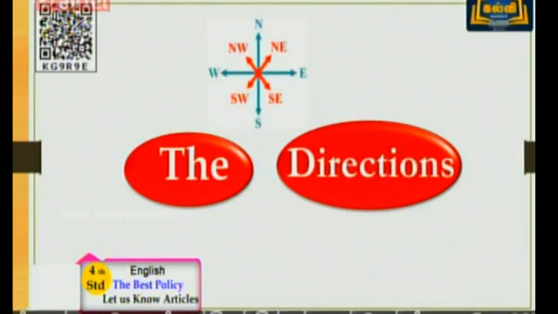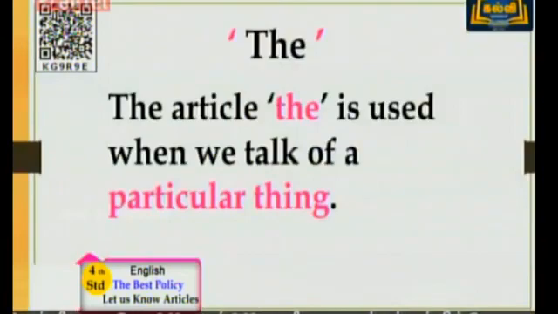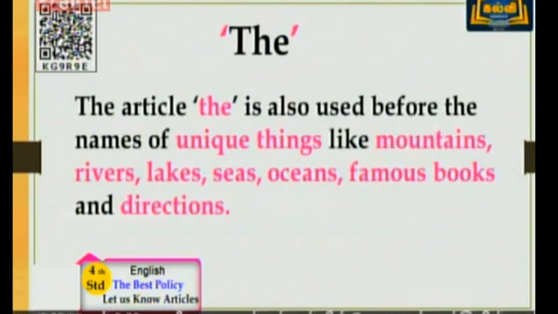the north side, the south side, we don't say a south side or south side. For the directions we use the article the. So is it very clear for you? That is, for the particular thing and for the unique things we have to use the article the. Okay, if you see some more examples, I think you might be very clear about the usage of the articles.